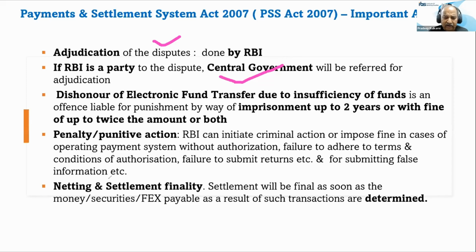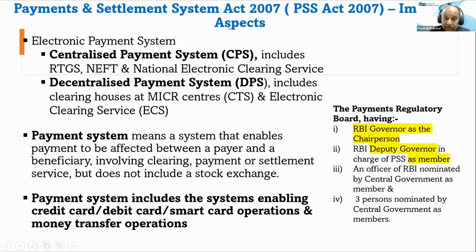Okay, netting and the gross settlement aspect, I am sure all of you know, so I don't need to spend time. This part you please make a note: centralized payment system and decentralized payment system. The centralized payment system includes RTGS, NEFT, and National Electronic Clearing Service, whereas the decentralized payment system includes MICR, CTS, ECS.